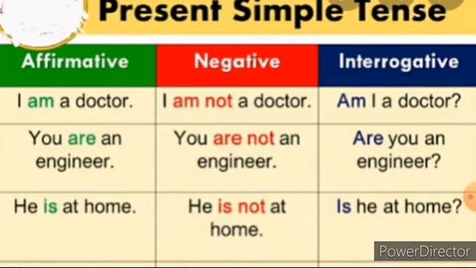He is at home. What is the point here? He, at present, he is at home. What is the negative form? He is not at home. After this, clear, children? The next is the interrogative type.